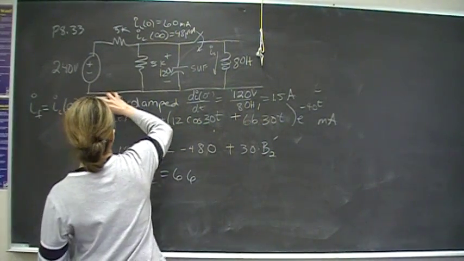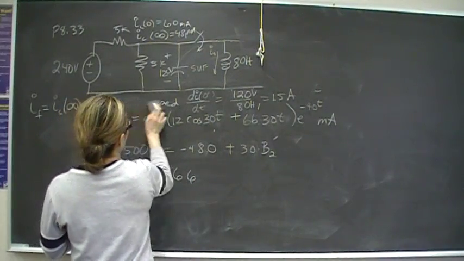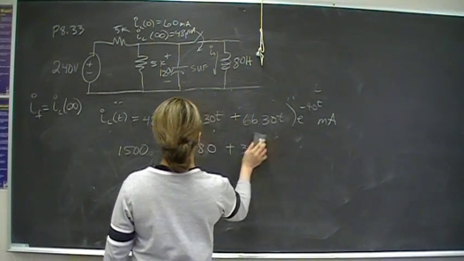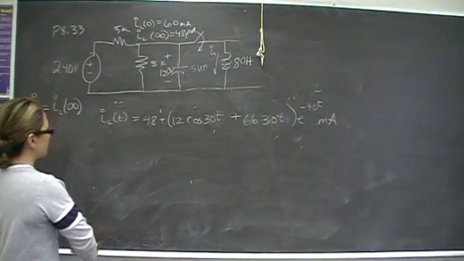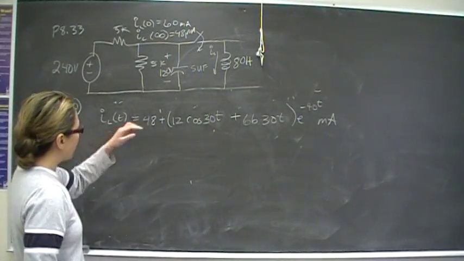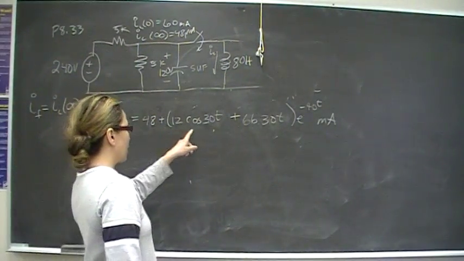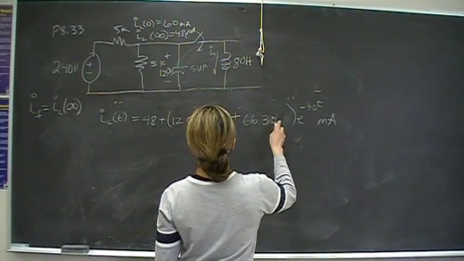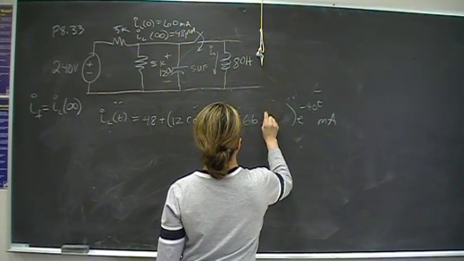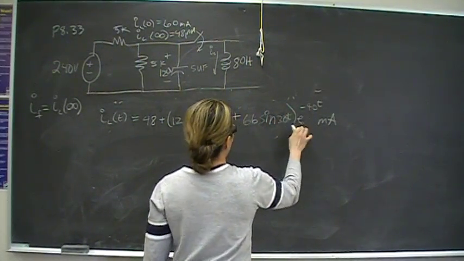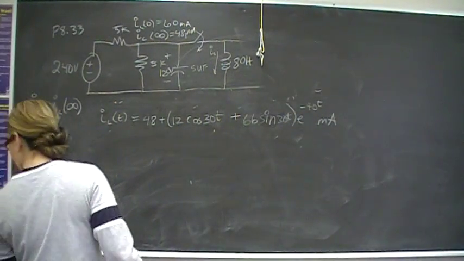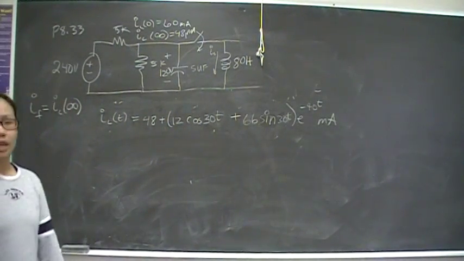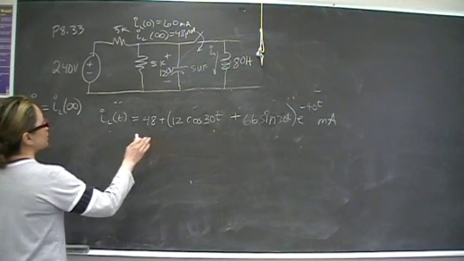So the general equation for the circuit that we had originally is IL of t is equal to 48 plus 12 cosine 30t plus 66 over 30 sine 30t, times e to the negative 40t milliamps.